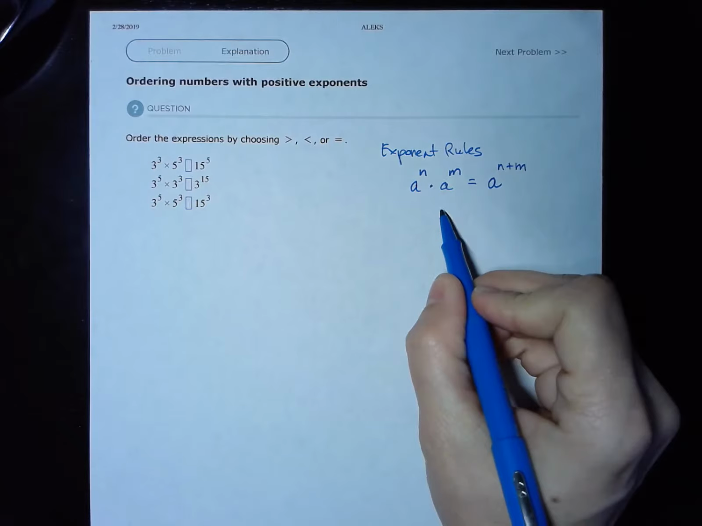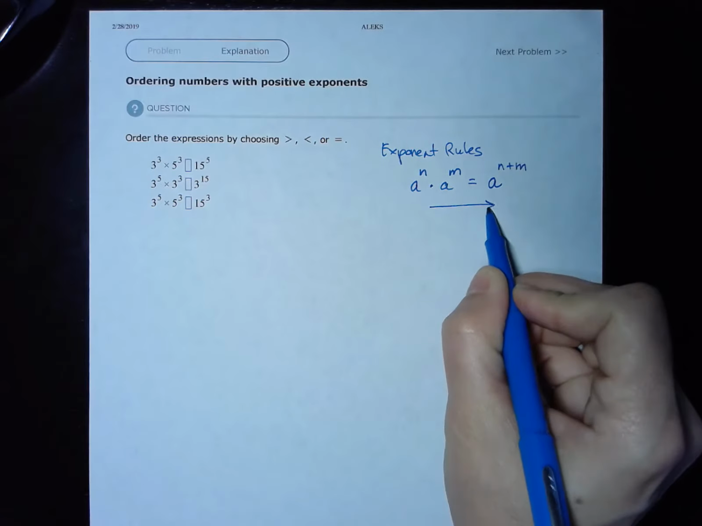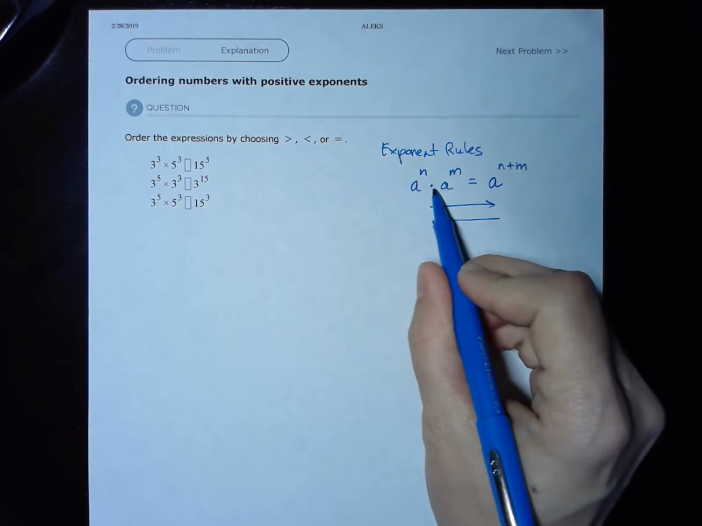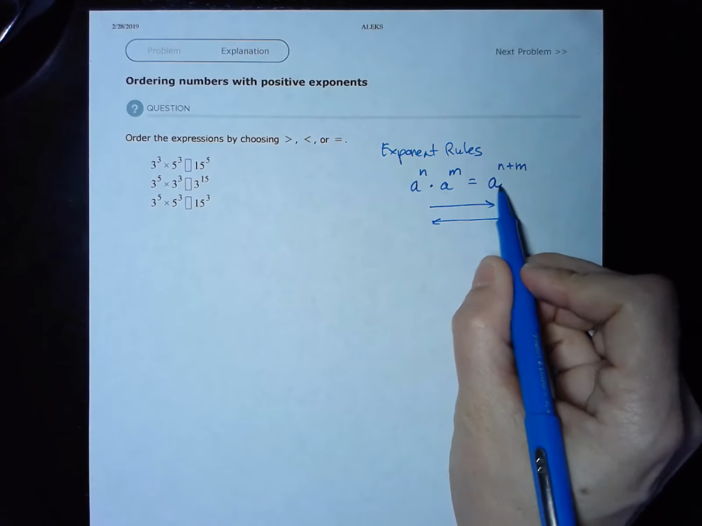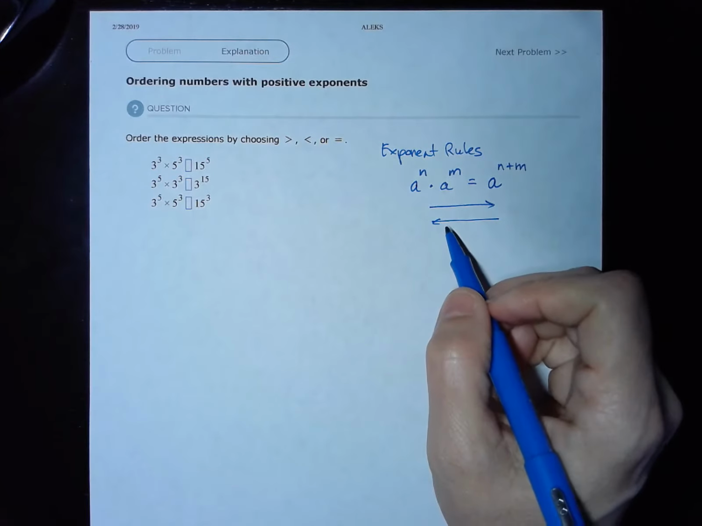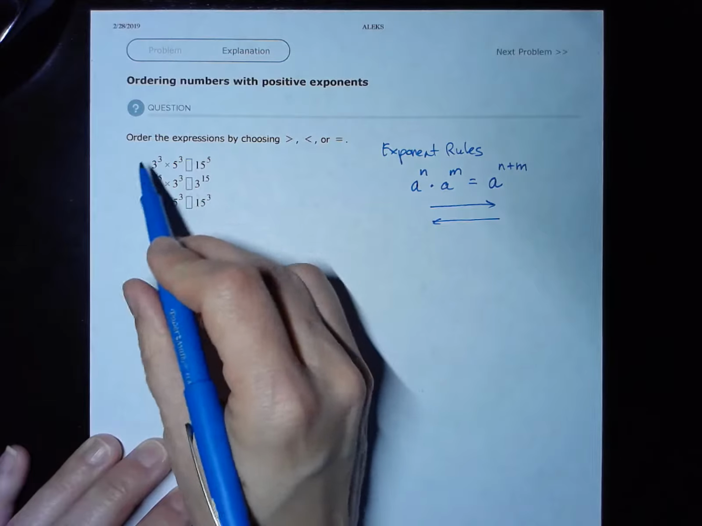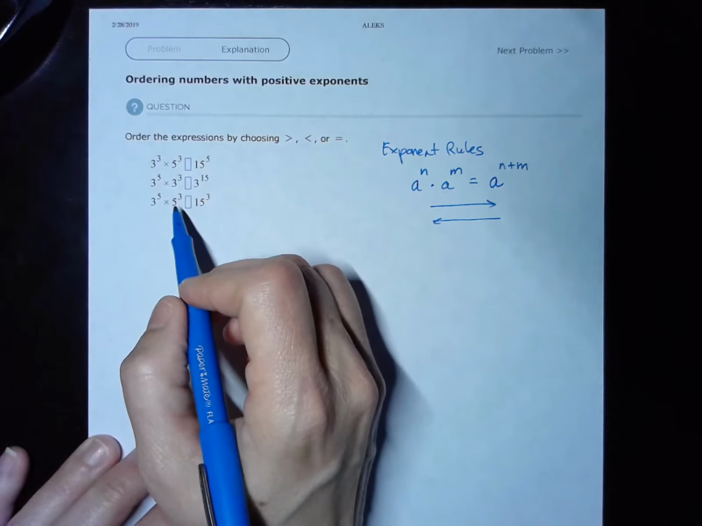Okay, we can use this rule going this way or this way, meaning if we have two bases, we can add the powers, or if we had one base, we can break the powers up. And that's what you're supposed to be using on these problems.